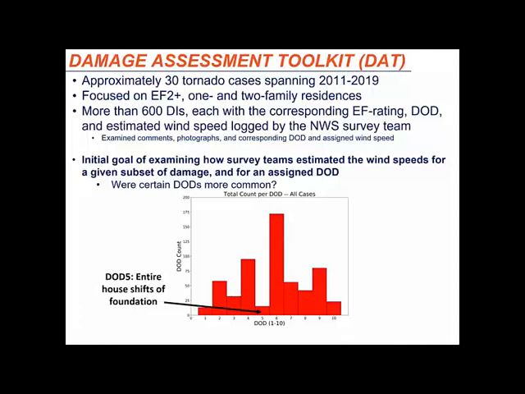As you can see in this panel at the bottom, one thing we found is that there was a certain preference amongst DIs. Some of the DIs were plain and simple not as popular. So for example, DOD 3, broken windows, and DOD 5, where the structure shifts off the entire foundation, were not as commonly used as things like DOD 2, 4, 6, and 9. So that was one of the first things we noticed as we were moving forward.